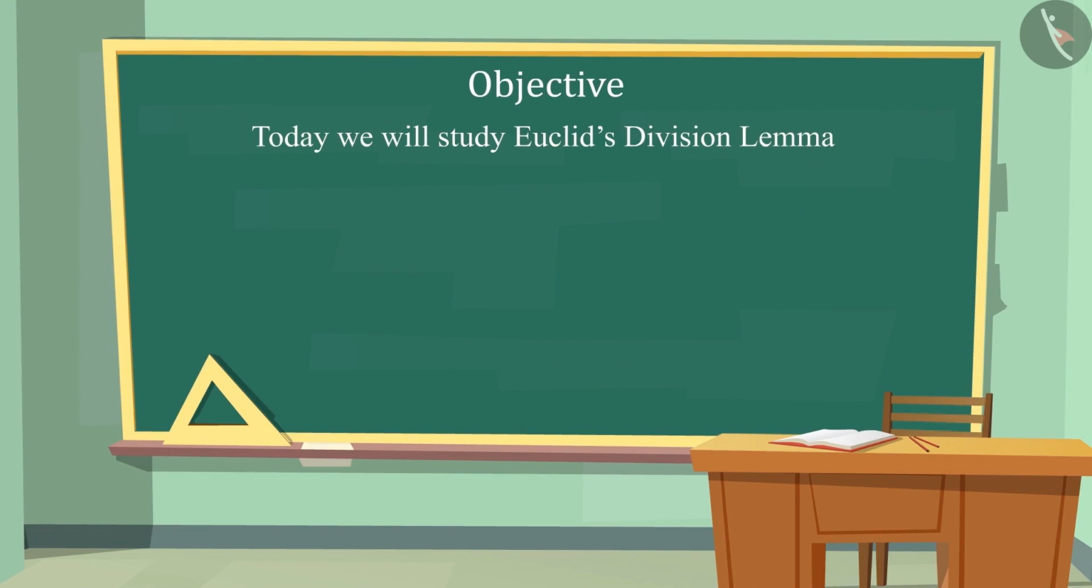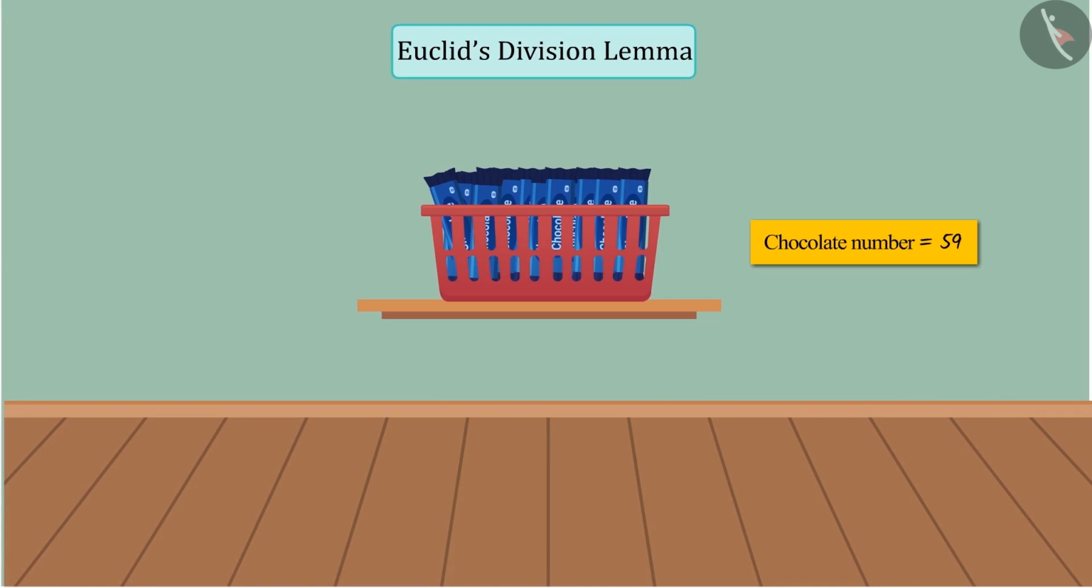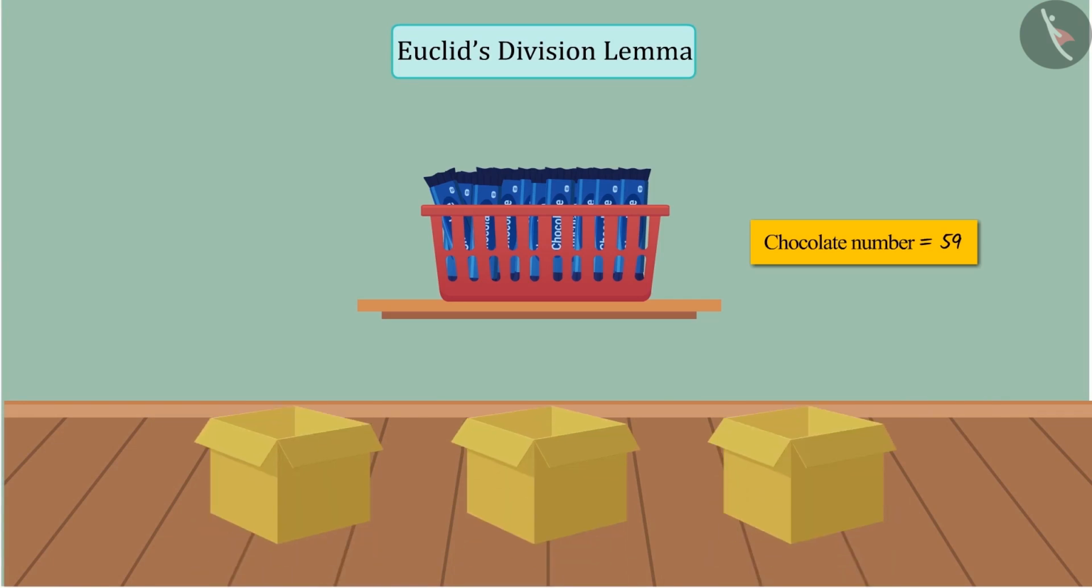Dear children, you read about division in previous classes. So today, in this video, let's see how division is related to Euclid's division lemma. We have 59 chocolates and 3 boxes. We have to keep an equal number of chocolates in all the 3 boxes. Can you keep an equal number of chocolates in these boxes?